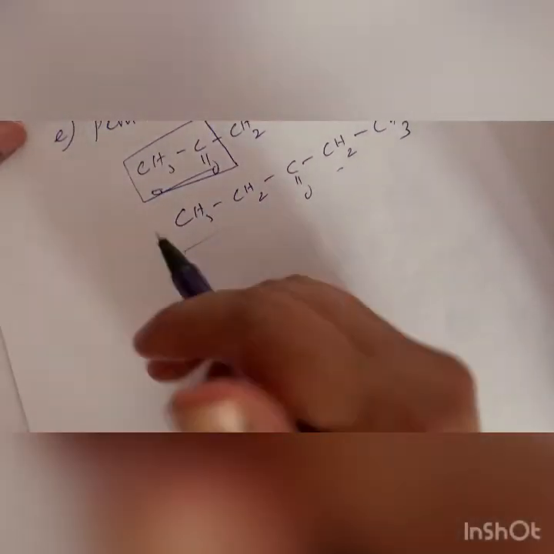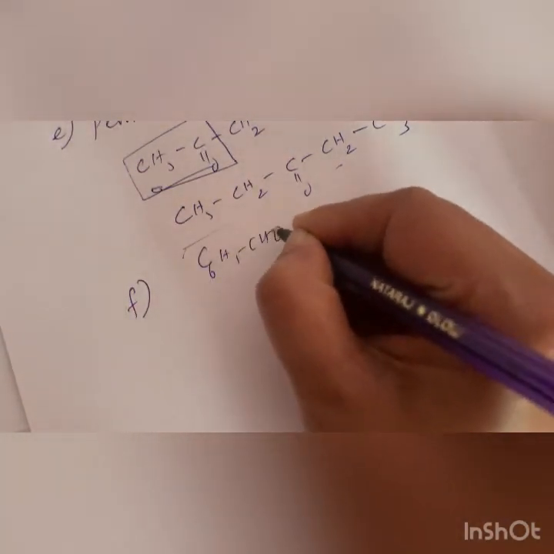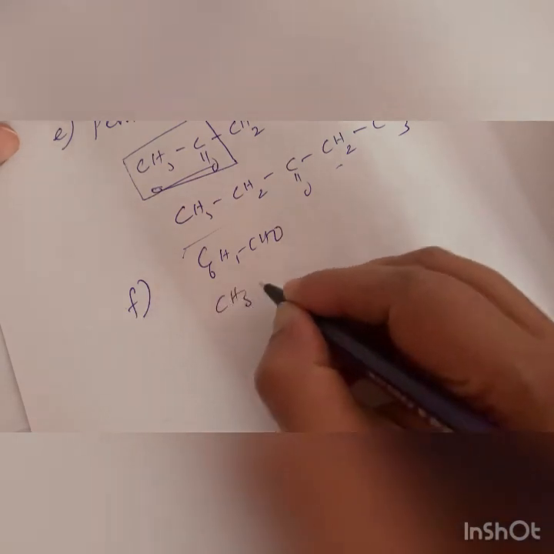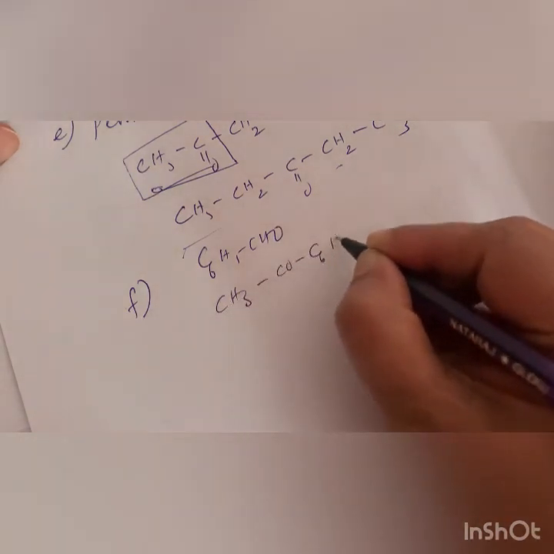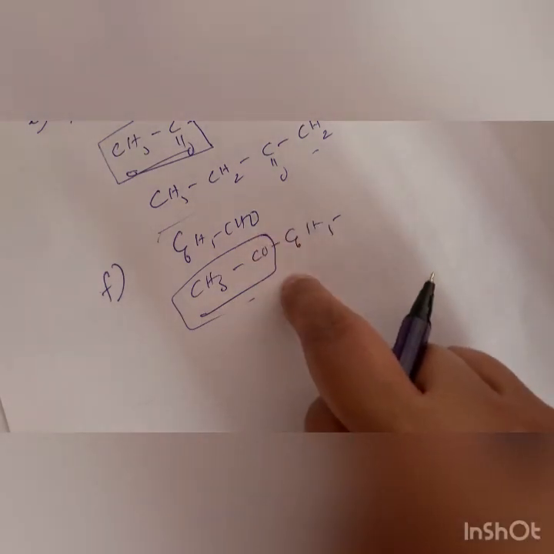Okay, next one is benzaldehyde and acetophenone. What is benzaldehyde? C6H5CHO. And acetophenone? CH3CO C6H5. So this is an aldehyde and this is a ketone. You can use the Tollens test, or this one will give the iodoform test also. Any one test you can use. This is an aldehyde and this is a ketone, so Tollens test also will work on this.